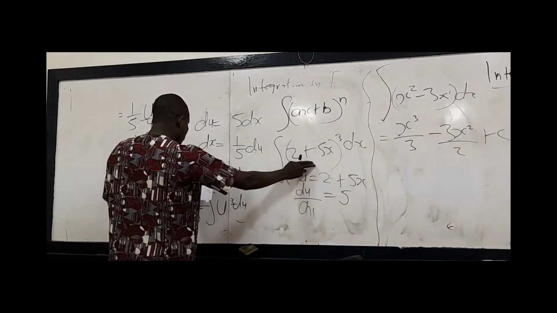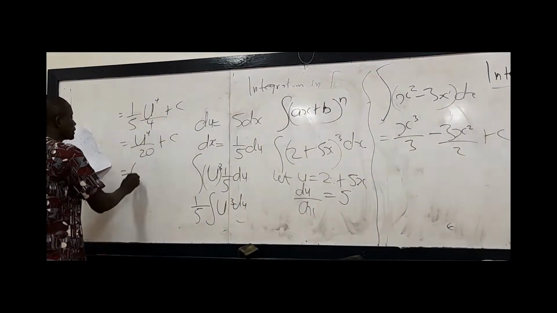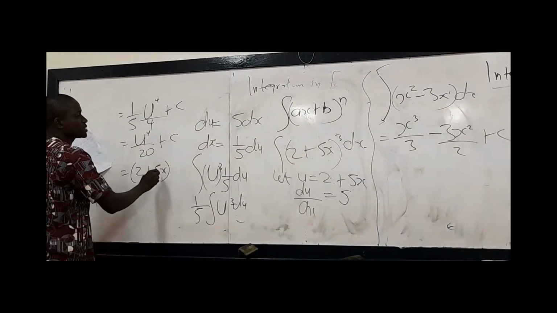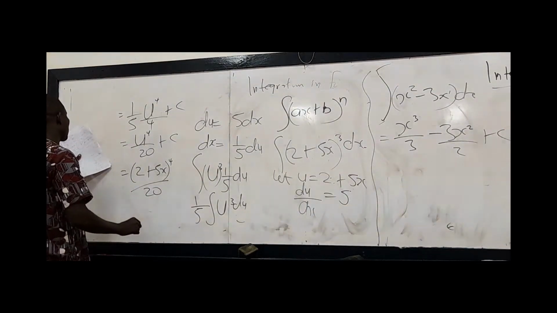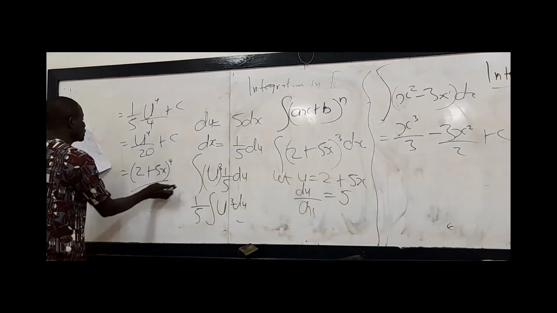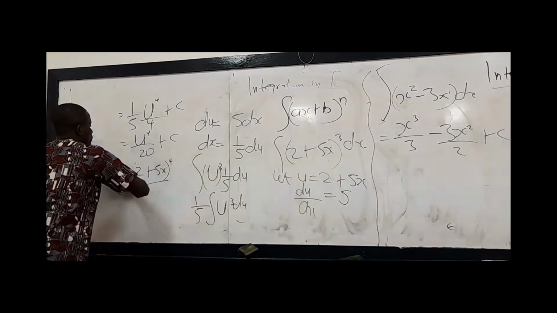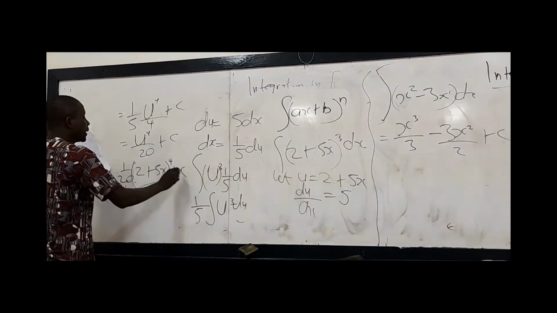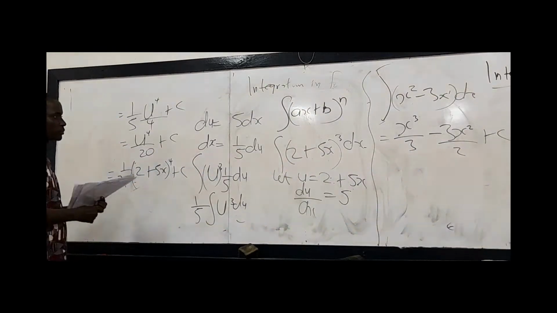Where's our u? Our u is 2 plus 5x. So I'm going to have into bracket 2 plus 5x to the power 4, 1 over 20 u to the power 4 plus c, where c is the integration constant. So that's what we have.